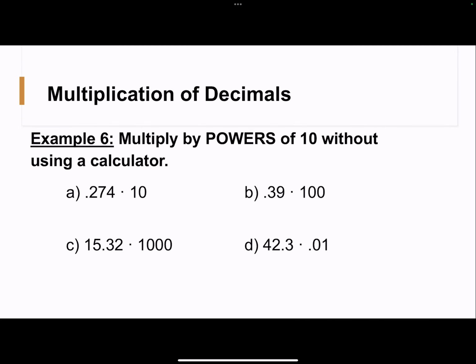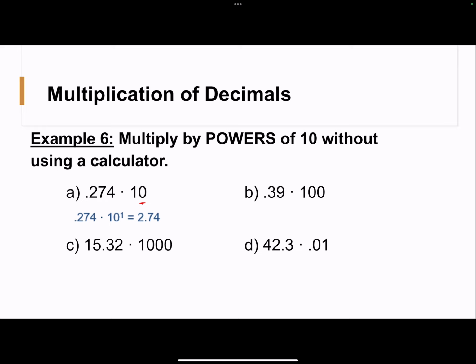If I'm going to take 0.274 and multiply by 10, I've got 1 zero. I'm increasing, so I'm going to move it 1 place to the right. So my answer becomes 2.74. No calculator needed.